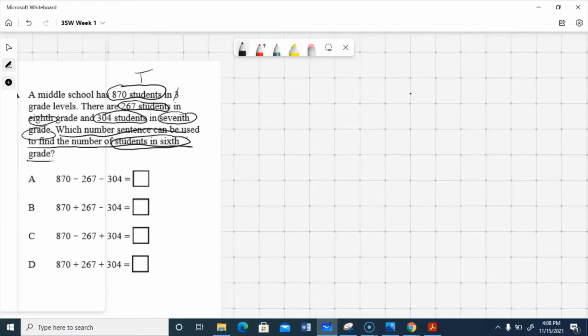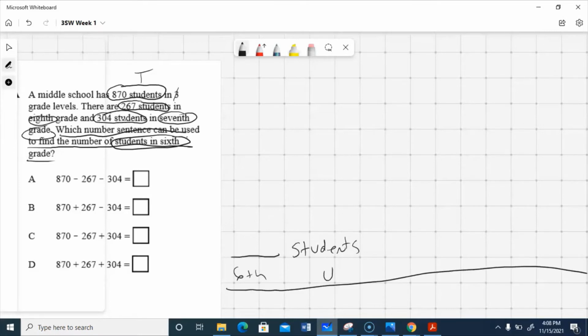Okay, so to make sure I understand what the question's asking, I'm going to put a U right here. Trying to understand. I'm trying to figure out the number of students in the 6th grade. Okay, that's what I'm trying to find out. And I do know the total amount. And I know how many students are in the 8th grade and how many students are in the 7th grade. So I really only do 2 parts of my problem solving model here.